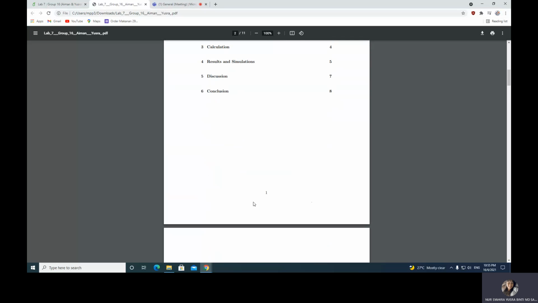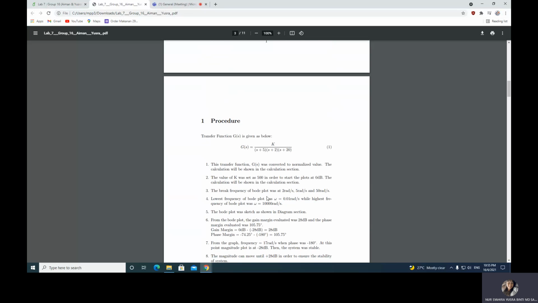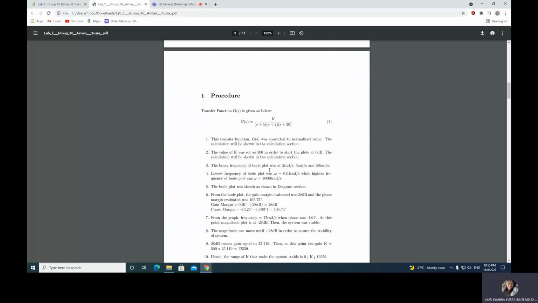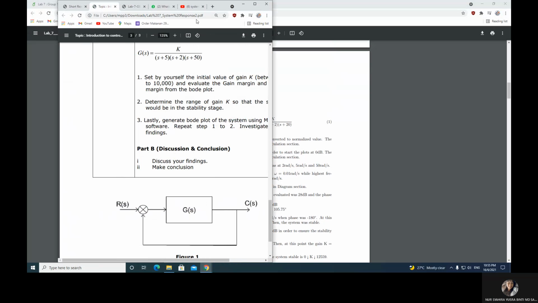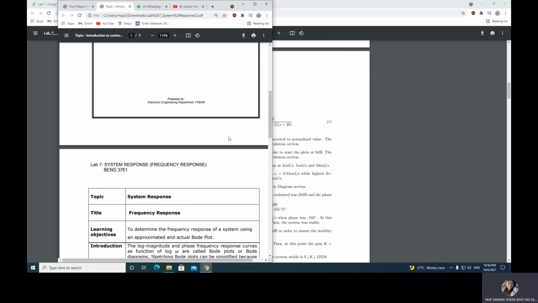So proceed. For this lab, in short, we determine the frequency response of a system using an approximate and actual Bode plot. Before that, we just went through the equation given. So this is the lab sheet given.